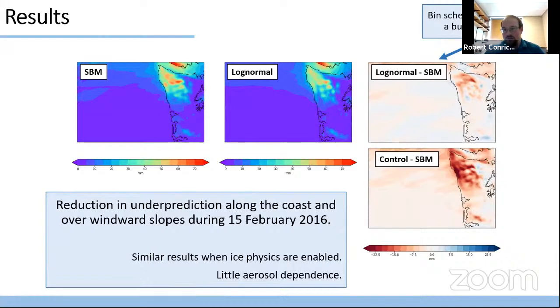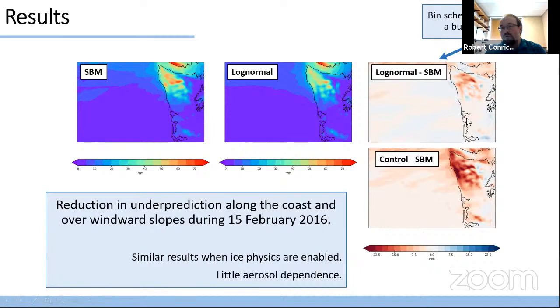And the results of that are shown right here. So what we have here are those same precipitation maps during the warm period. Here on the left is the SBM scheme, our bin scheme. In the middle here is the log normal scheme, as we'll call it. And those precipitation totals are remarkably similar now. And then here on the right, I'm showing at the top, the log normal minus the bin scheme.